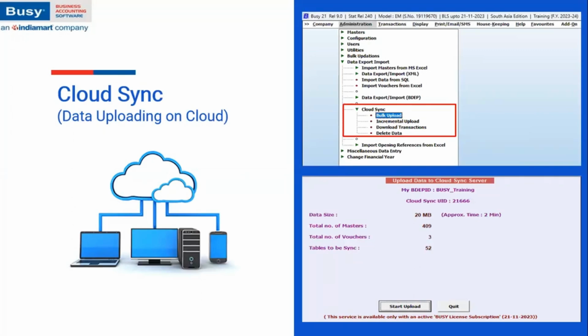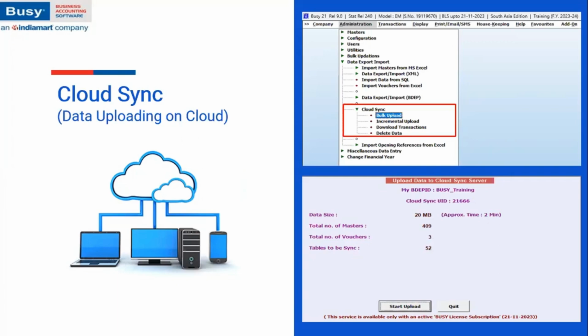Incremental upload is possible manually as well as through the Busy agent. With the Busy agent option, it can be synced automatically. But if you require a manual incremental upload, you can do it and upload data to the cloud sync server. In the screenshot below, you can see the cloud sync ID is showing 21666. Based on the cloud sync ID, that data will be synced into the cloud server.